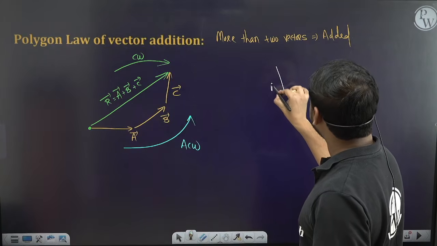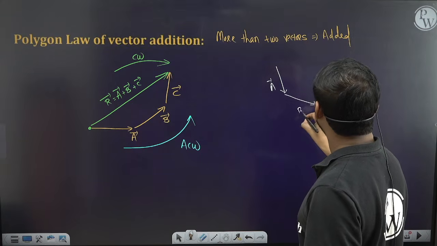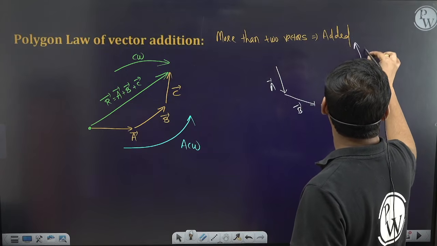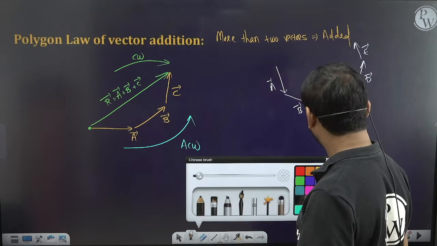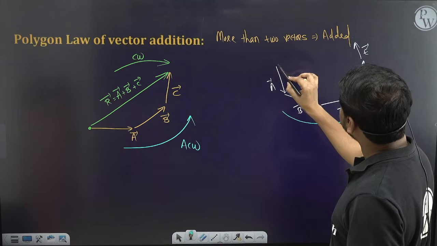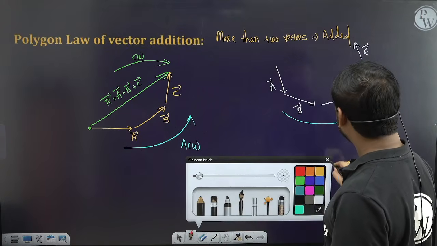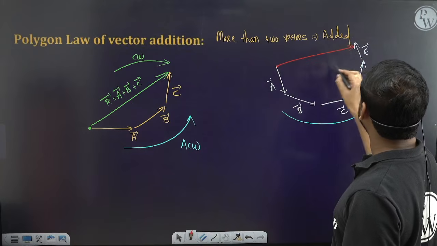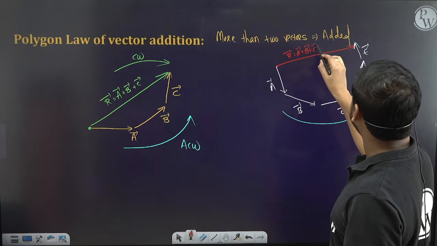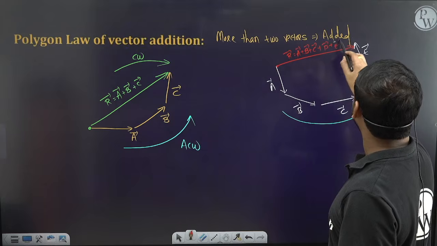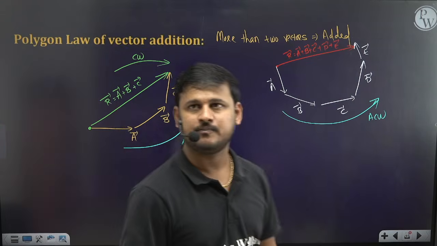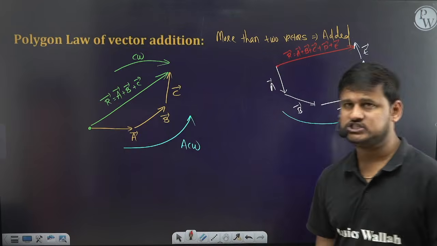Consider this is vector A, this is vector B, this is vector C, this is vector D, and then this is vector E. Then the resultant will be obtained. See here, all these vectors are in the anti-clockwise direction. So the resultant should be in the clockwise direction, by connecting the tail of the first vector to the head of the last vector. So this is the resultant, which is vector A plus vector B plus vector C plus vector D plus vector E. Hope you understood. It is an extended version of the triangle law. Only the geometrical method, so no analytical method, no formula. Clear? Chal, let's move further.